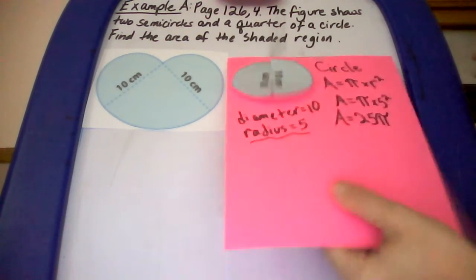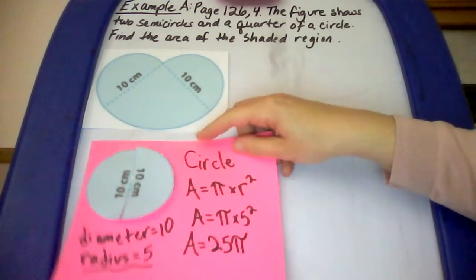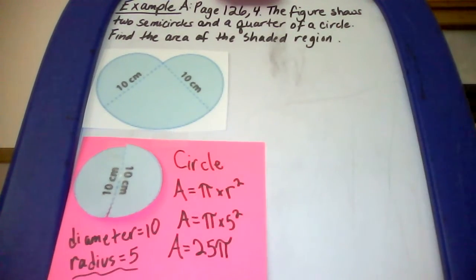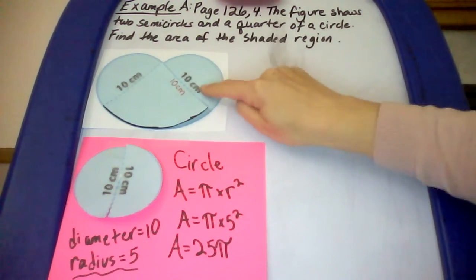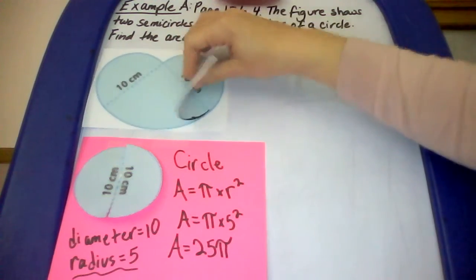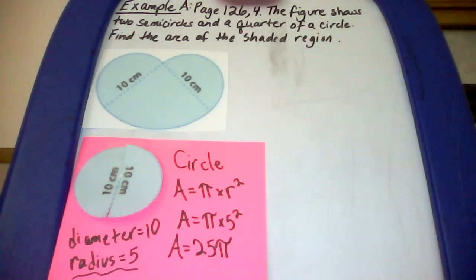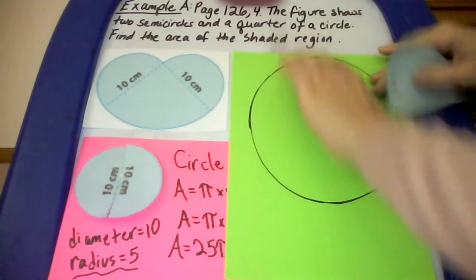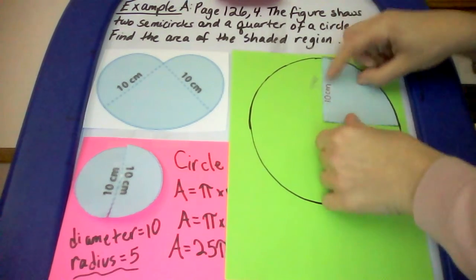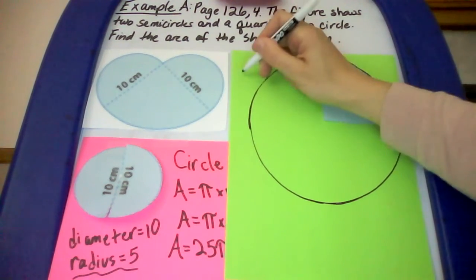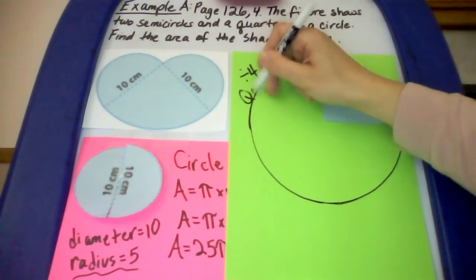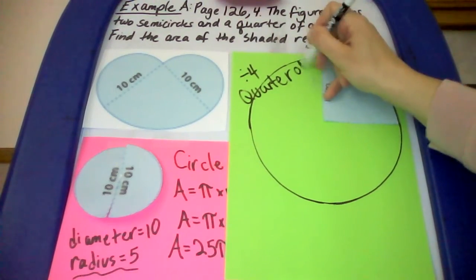All right, I'm going to slide this over to here. So I found the area of those two semicircles. Now I'm going to go over to this piece right here. This is a quarter circle. I'm going to put this label of 10 right here on this diagram. It is 1/4 of a full circle, so when I find the area of a full circle, I'm going to divide by 4 because it's a quarter of a circle.